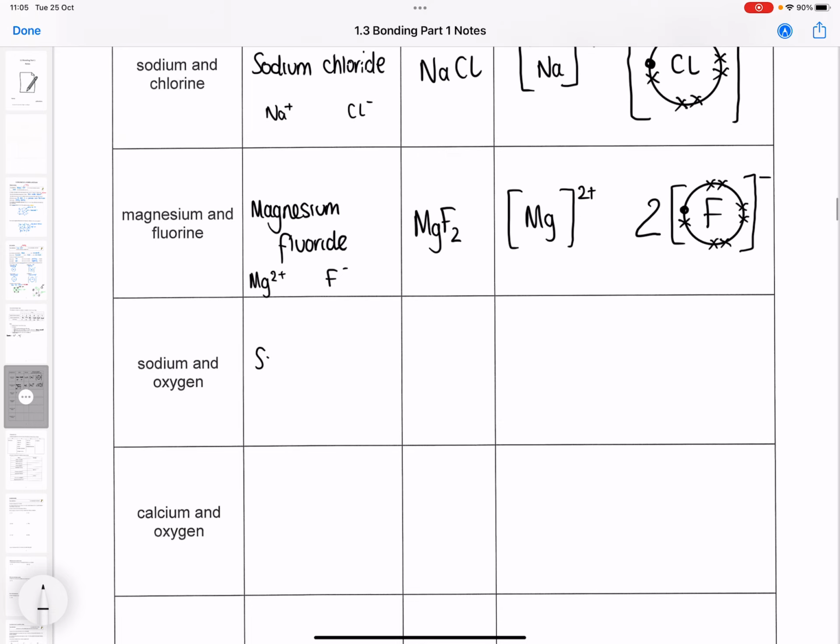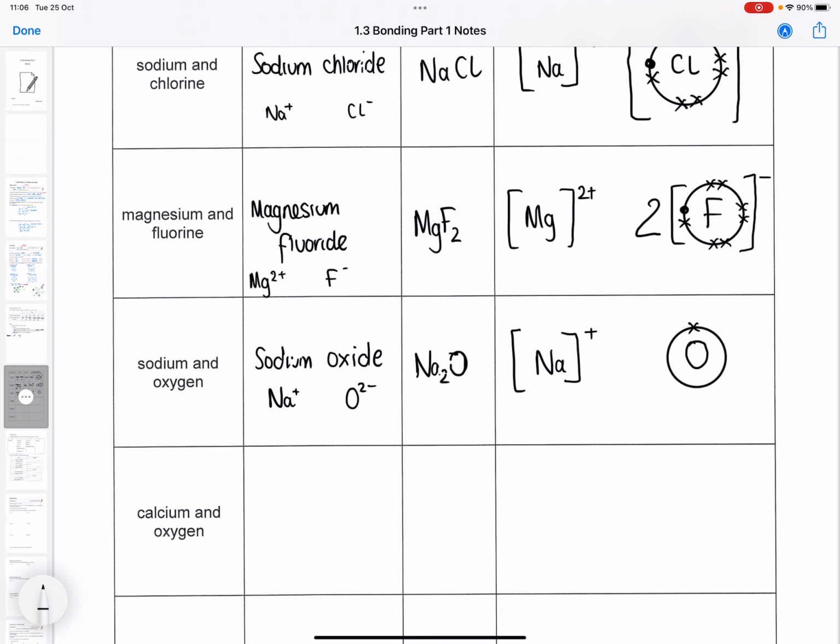Sodium and oxygen is going to become sodium oxide. So sodium's in group 1, but oxygen's in group 6. They gain 2 to become 2-. So we look at that, we're going to need 2 sodiums for every oxygen. Metals lose their outer shell electrons. Non-metals gain.